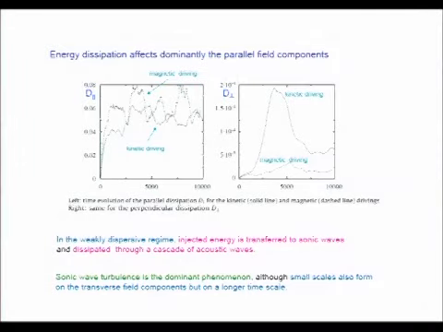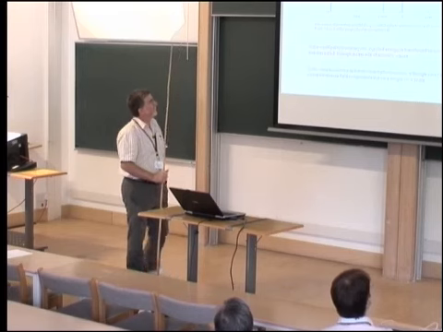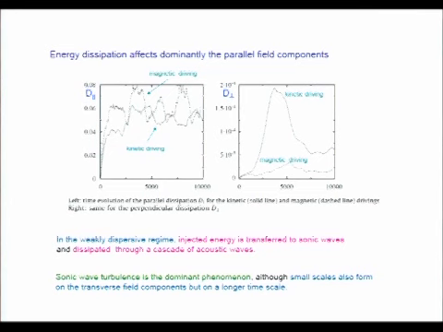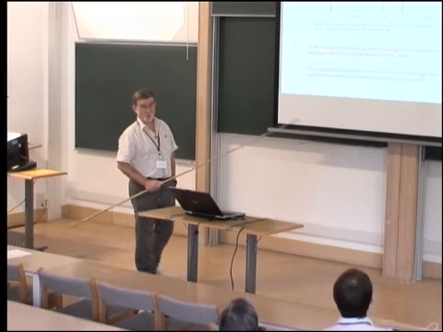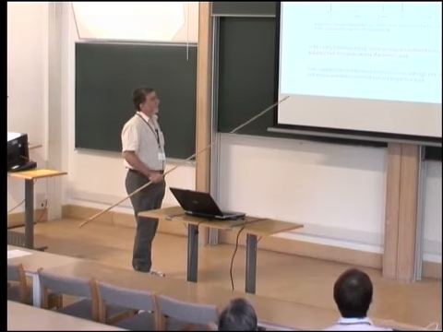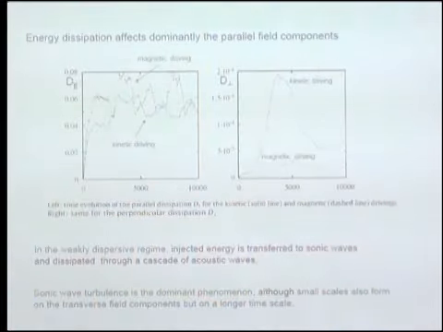So how does the dissipation actually occur? What we find is that in this situation, the energy preferentially goes to acoustic modes and is dissipated in the acoustic modes, and there is very little energy dissipated in the magnetic mode. So even if you drive Alfvén waves, mostly what you get is sonic wave turbulence. This is not too surprising.